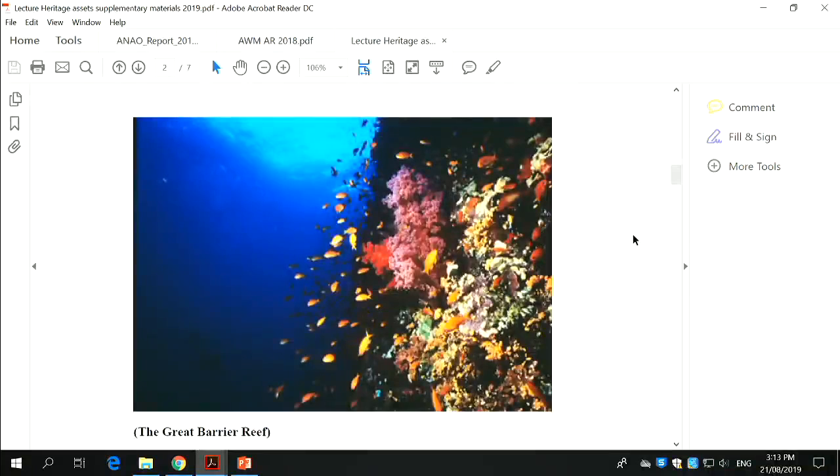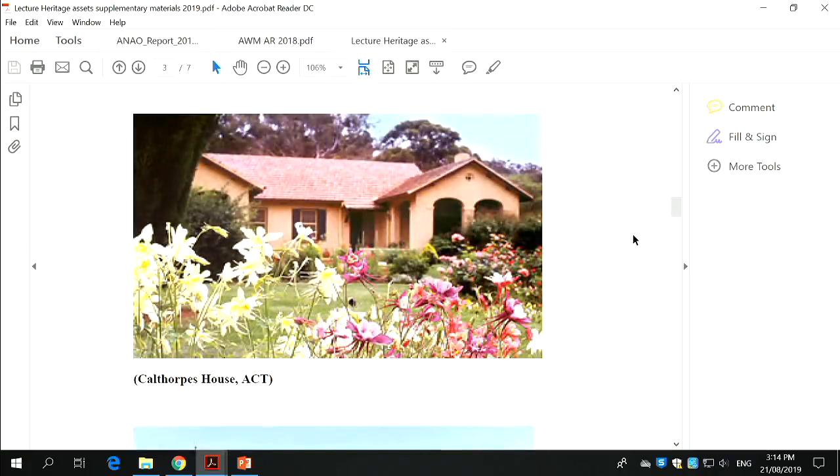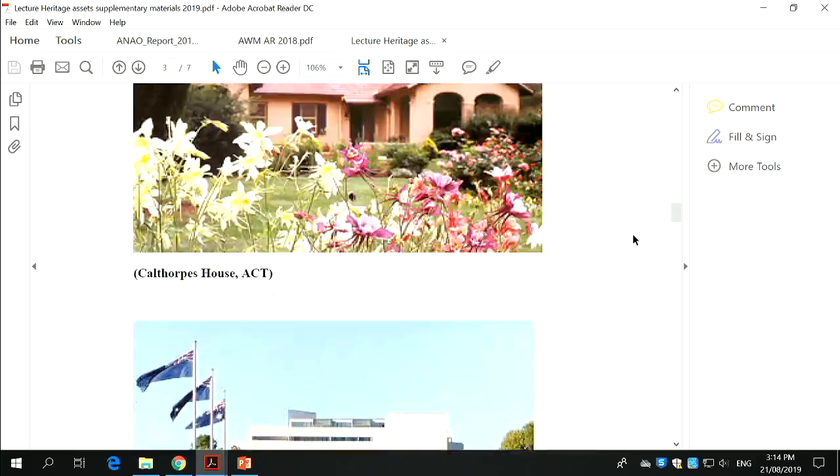This one is beautiful, isn't it? It's the Great Barrier Reef. Have you been there? If you have a chance, go there and have a look. It's quite interesting as well. This is in Canberra, Calthorpes' House, a historical house listed as heritage. It's quite interesting, and it's just in Canberra, so you can have a look at that.